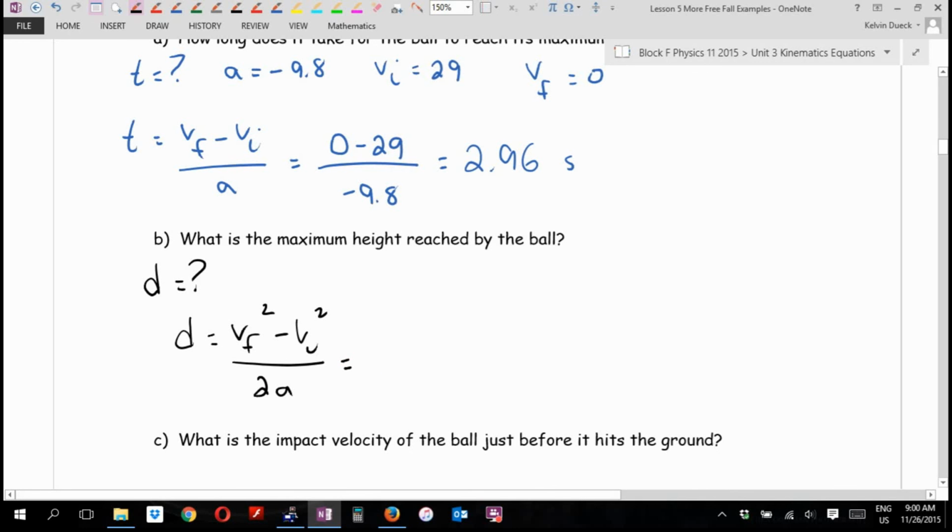Rye, what's VF? 0. Oh, I like that. I can do math with zeros pretty good. Squared, don't forget the squareds. Minus, what's VI? Squared, don't forget the squareds. All over 2 times negative 9.8. By the way, are you already starting to memorize that negative 9.8? We're going to use it in every question, so it's worth doing.